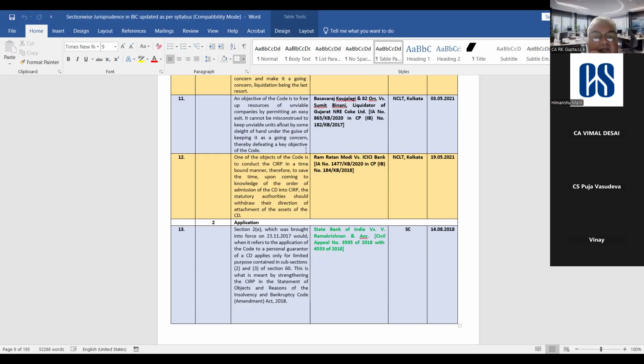therefore to save the time. Upon coming to the knowledge of the admission of the CD into CIRP, the statutory authorities should withdraw their direction of attachment of the assets of the CD. So there could be directions regarding attachment. So they also have to withdraw their directions in case the company goes into CIRP, about which we will read in detail in the concept of moratorium. So this was on object of the code.